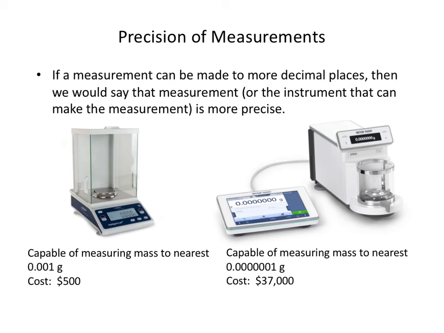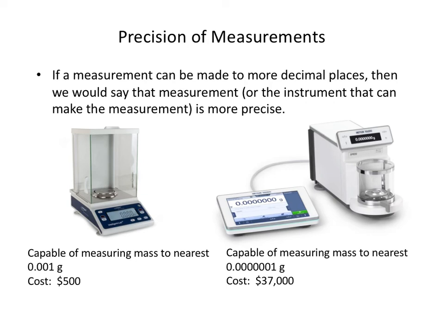One other note that I wanted to make when we're talking about precision of measurements: oftentimes when we're thinking about how precise a measurement is or how precise an instrument is, if we can make that measurement out to more decimal places, to smaller decimal places, then we would say that measurement is more precise, or the instrument that's making those measurements is more precise. And very often making more precise measurements requires a lot of additional work and can be much more time consuming or require much more expensive instruments.